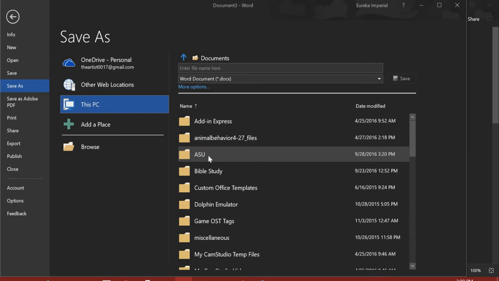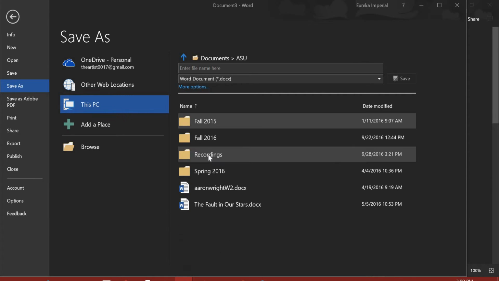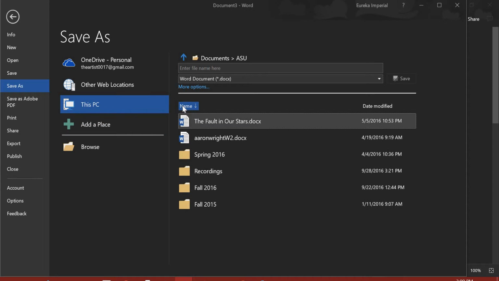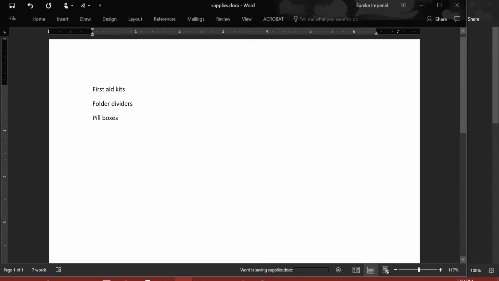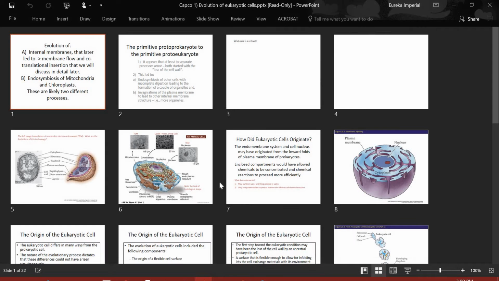Do you know what membrane flow is? Do you know what co-translational insertion is? Well, we're going to talk about that in the next 2 lectures. But it's good that you know that the membranes are involved in this system. So let's take a look at this first slide.